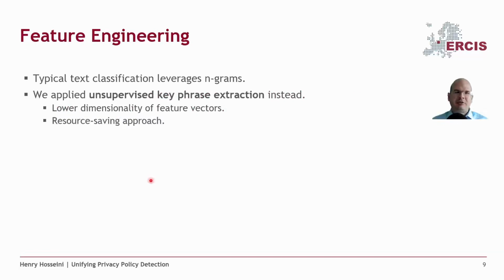So, let's talk about feature engineering. Typical text classification leverages n-grams in order to train classifiers. However, due to the diversity of privacy policies, we decided to apply unsupervised key phrase extraction instead and use the key phrases as features in order to train classifiers. The reason behind this is a resulting lower dimensionality in the feature vectors and therefore a more resource-saving approach.